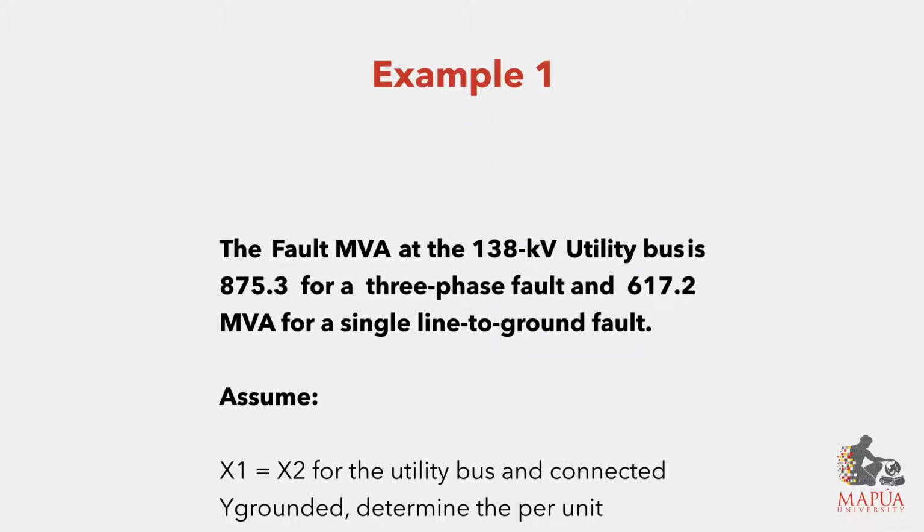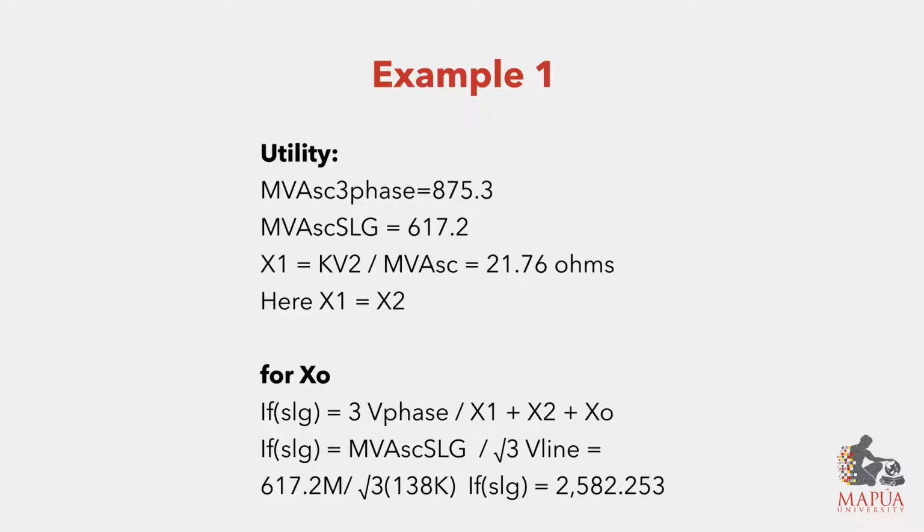Now, to compute for the utility, we have the short circuit MVA for a three-phase fault to be 875.3. The MVA for short circuit under the single line to ground fault is 617.2. X1, the positive sequence reactance, is equal to kV squared divided by the short circuit MVA, which is equal to 21.76 ohms. Here, we can say that X1 is equal to X2. The positive and negative reactances are equal.